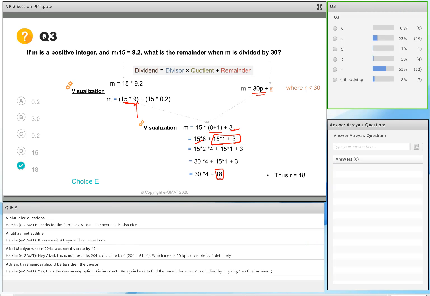But with that, what do I have? I have 15 times 8. Again, I need to make 30s. So I need to take out a 2 from 8, something we have already done in the last question. So I've taken a 2 from 8.